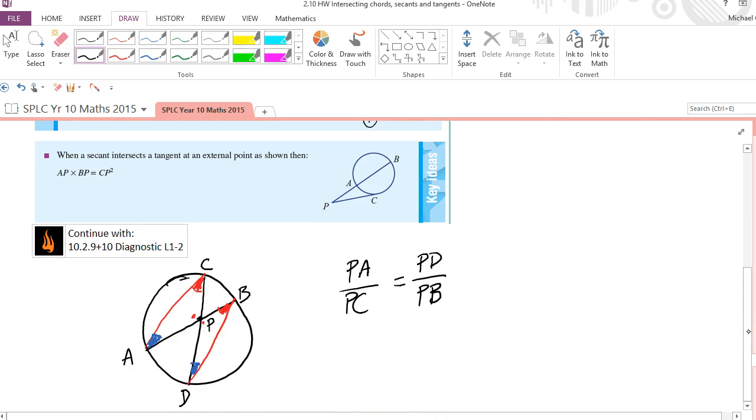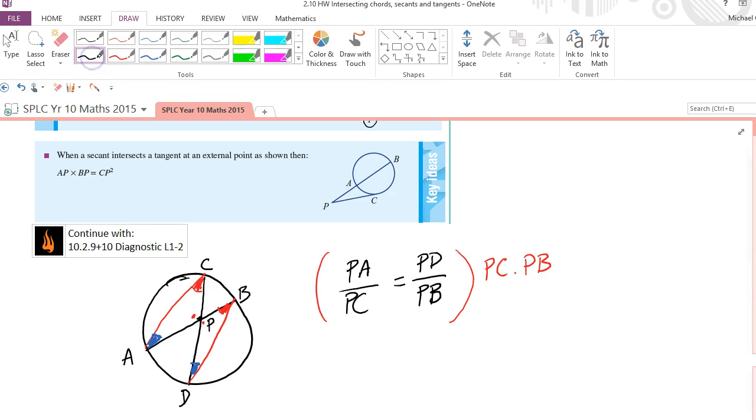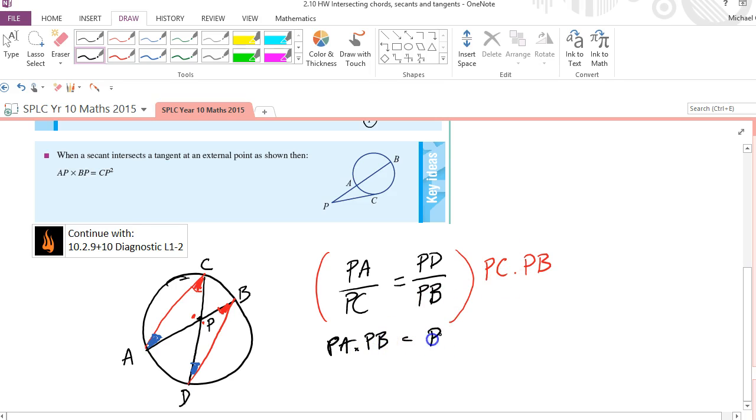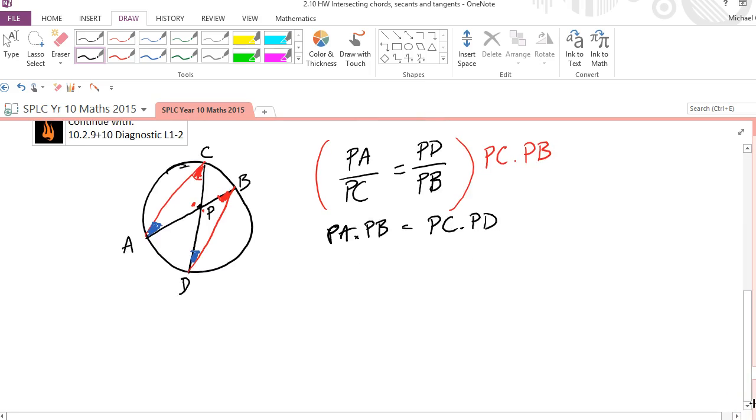Well, let's just multiply through by a common denominator. I don't like those denominators. So I'm going to multiply everything by PC and PB. That means on the left-hand side, the PCs will cancel and I'll get PA multiplied by PB. And on the right-hand side, the PBs will cancel. I'll have PC multiplied by PD. Hey, we got what we wanted. So for a point inside the circle, we've proved that it works.